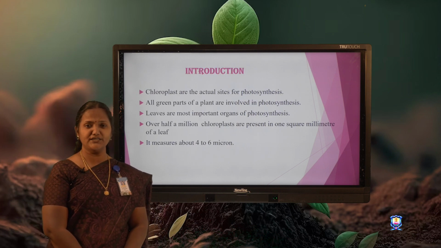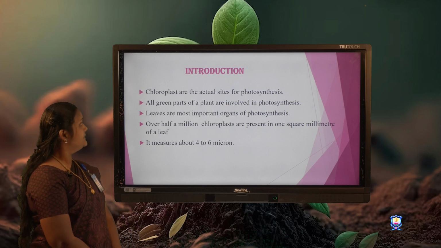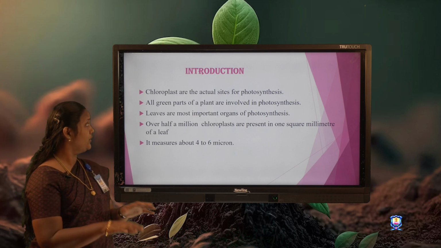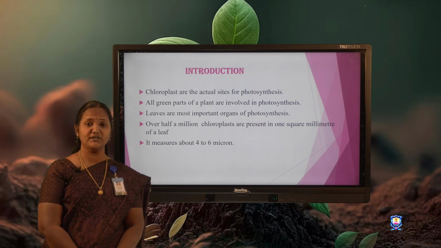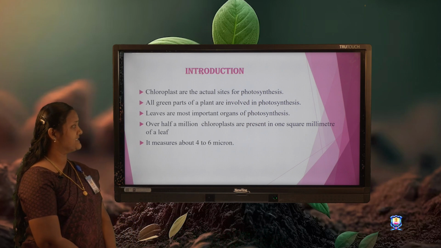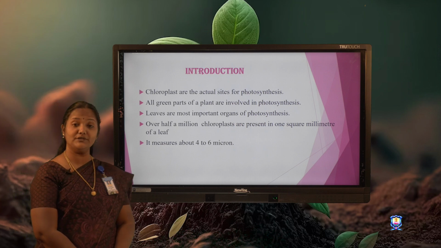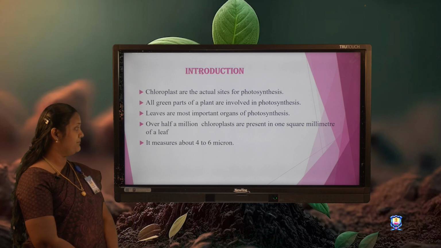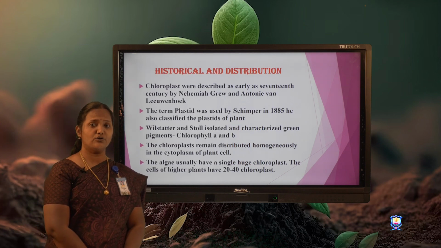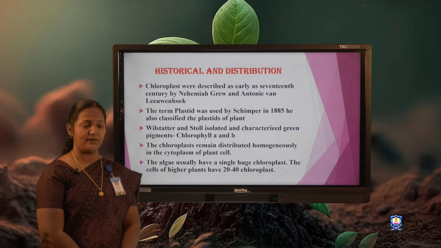Let's know the short intro for this chloroplast. The chloroplasts are the actual sites for photosynthesis, and all the parts of a plant are involved in this photosynthesis process. Over 500,000 chloroplasts are present in a square millimeter of a leaf, and it measures about 4 to 6 micron in size. Next, we know about the historical view and the distribution of the chloroplast.